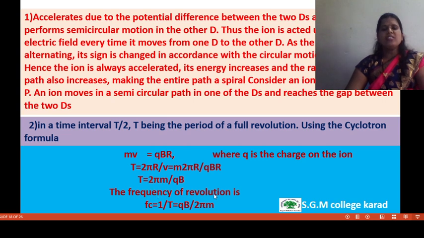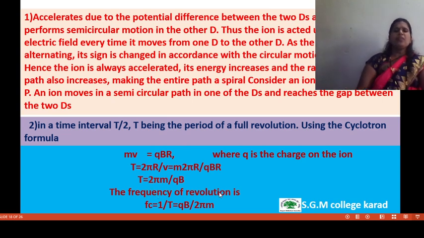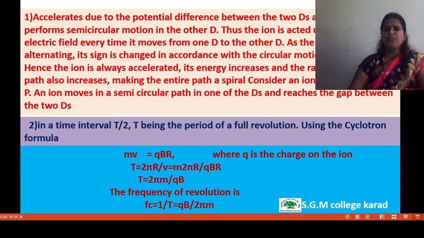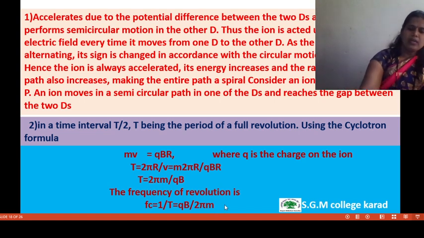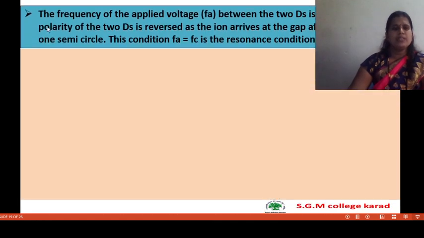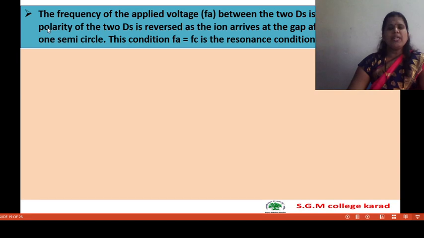Now the frequency of revolution is the reciprocal of the time period. Therefore fc is equal to 1 upon T, so we can write qB upon 2 pi m. This is the frequency of revolution. Now see, the frequency of the voltage applied to the two Ds is adjusted so that the polarity will be reversed: positive becomes negative, negative becomes positive.